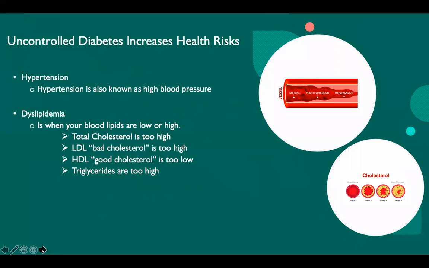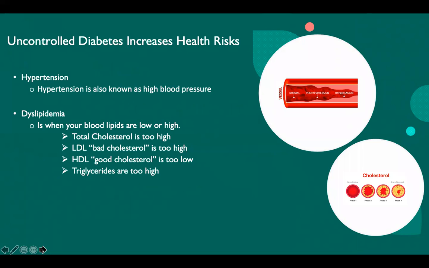So the two that I mentioned that are increased, or the two diseases that are increased with diabetes that can be controlled by diet, are hypertension and dyslipidemia. So hypertension is also known as high blood pressure. And then dyslipidemia is when your blood lipids are too low or too high.